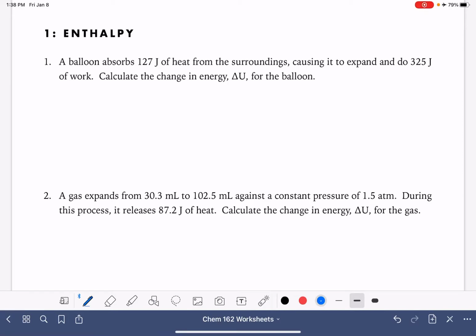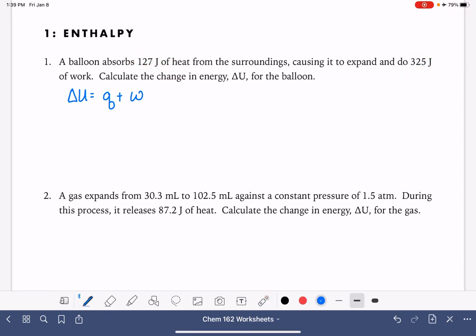In this video, we're going to go through the problems on worksheet number 1. The first problem tells us that we have a balloon that's absorbing heat and it's expanding and doing work, and we're being asked to calculate the delta U for the balloon. Delta U is calculated by adding the heat plus the work. So we need to figure out not just the values of the heat and the work, but also the sign.